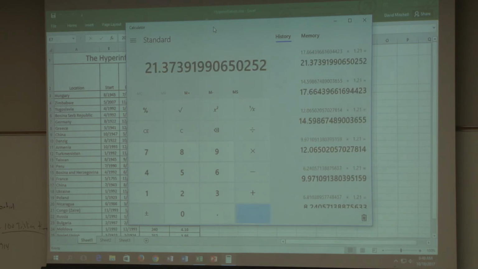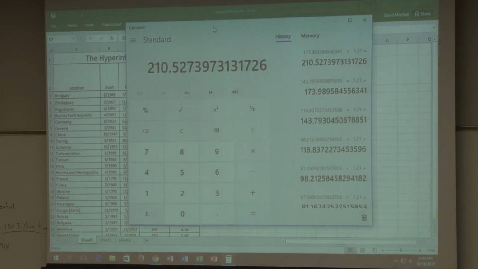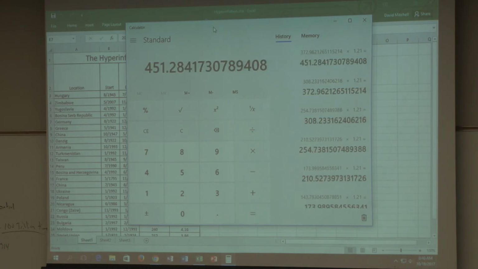1, 2, 3, 4, 5, 6, 7. Two weeks. 1, 2, 3, 4, 5, 6, 7. Three weeks. 1, 2, 3, 4, 5, 6, 7. There's one month. Okay? So here we are. In one month's time, it's gone from $2.17 to $451.